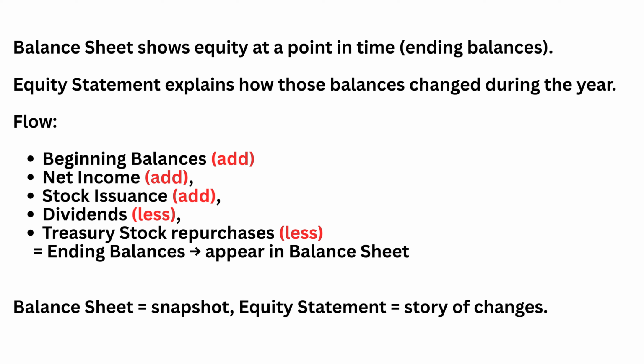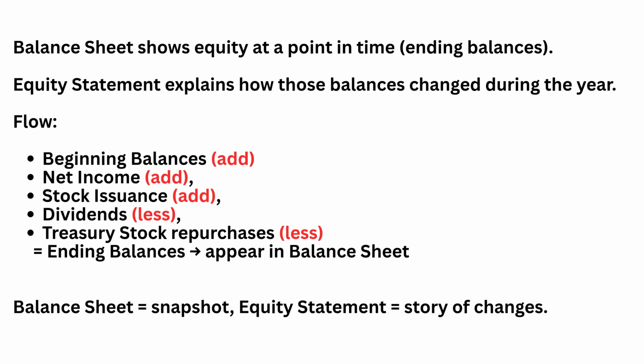Example: the company buys back some of its shares from the market. The treasury stock column increases and the total equity decreases because some ownership has returned to the company itself. At the end of these changes, we calculate the ending balances. These ending balances are exactly what will appear in the balance sheet.